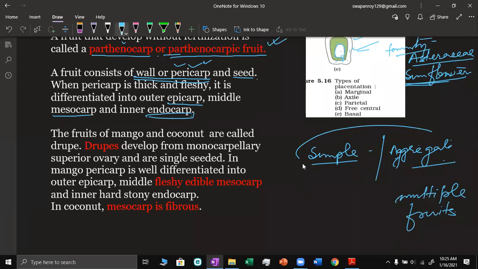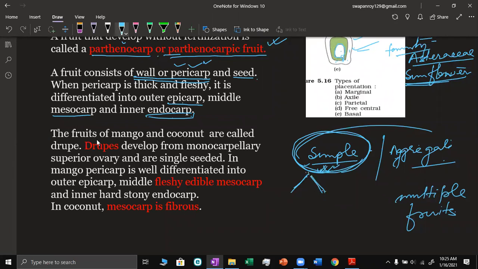In the simple fruit, one fruit develops from one flower. Whatever gynoecium is there, that ovary gives rise to one fruit. So this simple fruit may be fleshy or dry. Fruit may be dry fruit, maybe fleshy fruit.